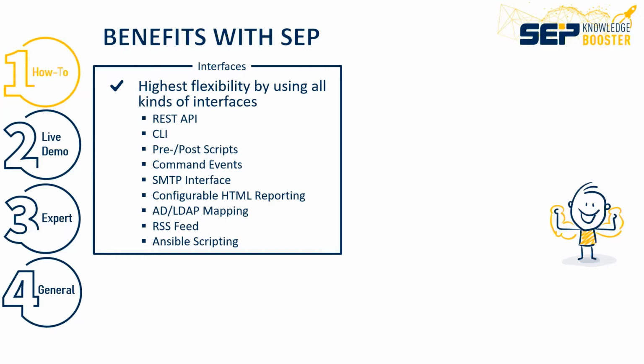You can use our mailing interface, the SMTP interface. I will show in the live demo later on how you can use these interfaces. And it's also possible to do some configurable dynamic HTML reporting. We will have a separate video talking about customized HTML reports. Then we have mapping with Active Directory or LDAP directories. We have some RSS feeds and Ansible scripting. So as you can see, there are lots of technical APIs and interfaces to be used with SEP Sesam.